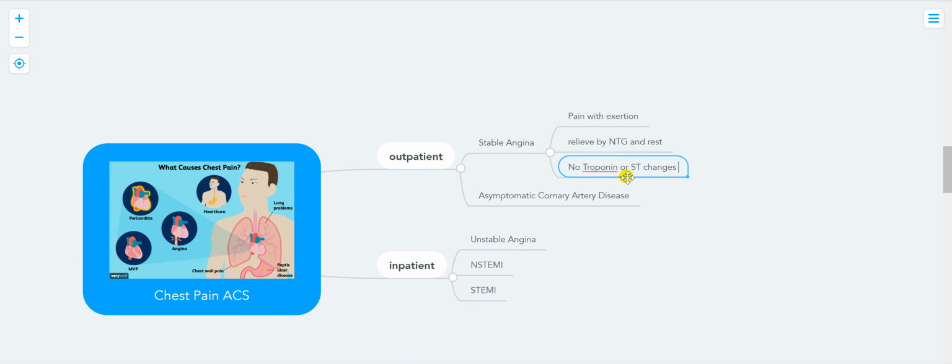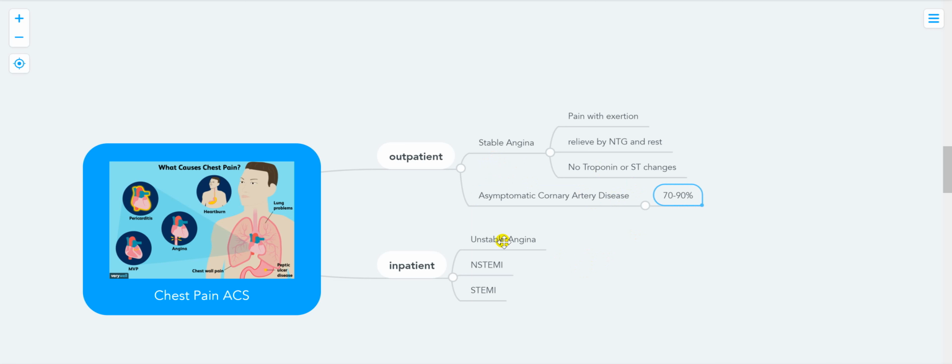What is the percentage of stenosis in stable angina and asymptomatic coronary disease? It should be between 70 to 90%. Okay, 70 to 90%, perfect. So this is for both, for the outpatient management.